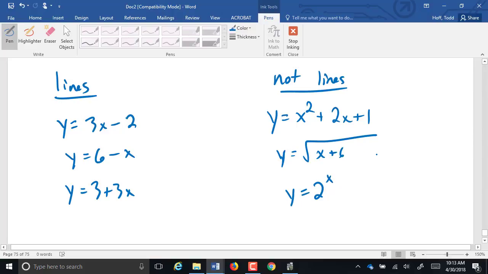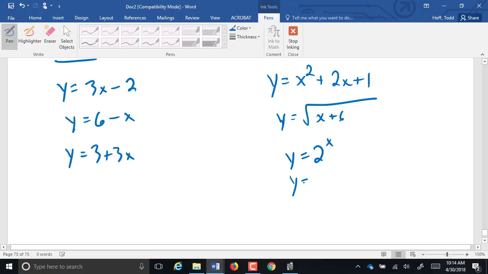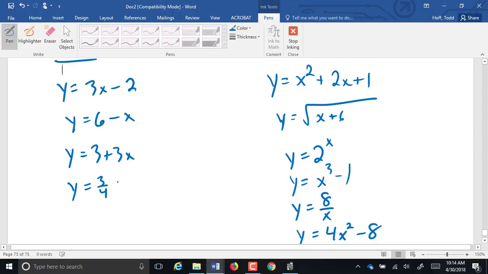Y equals 2 to the power of x was not a line. Y equals x to the third minus 1 was not a line. Y equals 8 over x was not a line. y equals 4x squared minus 8 was not a line. Y equals 3/4 x minus 4 was a line.